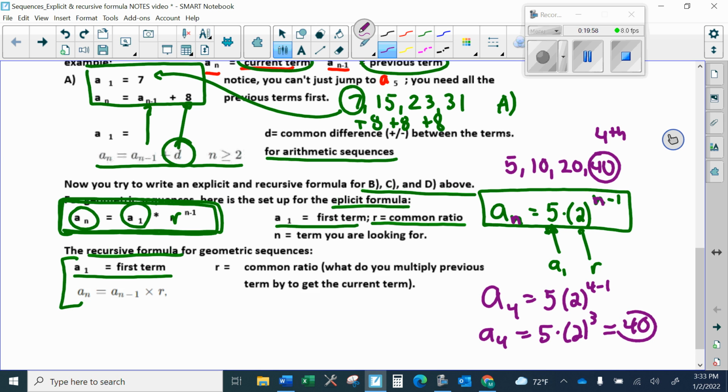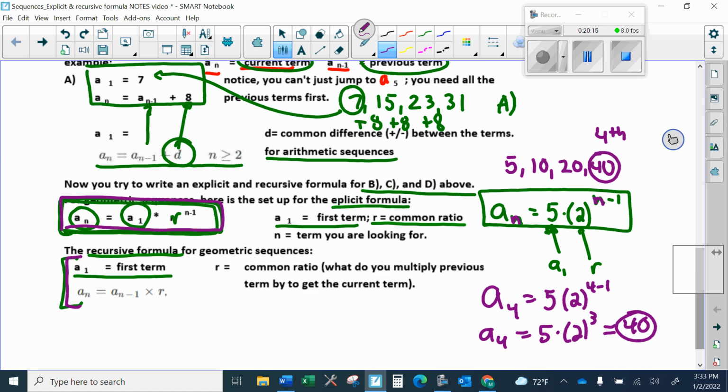40. And there you go right there. We verified that we wrote down the correct equation. That's called the explicit formula because, again, I said it's one equation. You don't write down the first term up top. Now we're going to do the same thing.